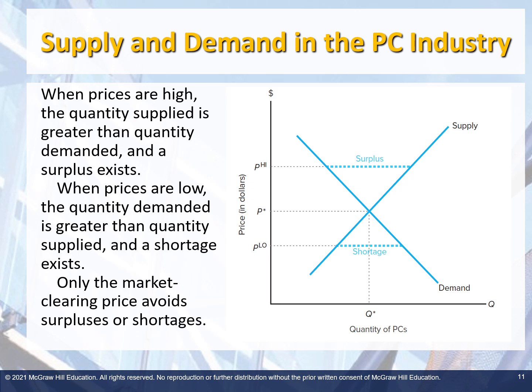The market clearing price is the price at which the quantity of PCs demanded by consumers equals the quantity supplied by the manufacturers. At this price, there are no surpluses or shortages, and the market is in equilibrium.